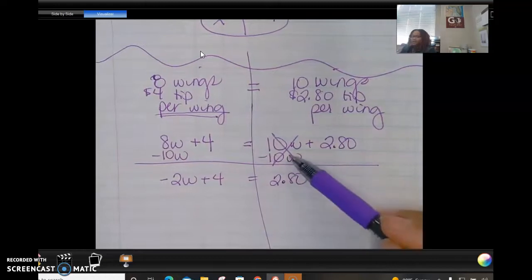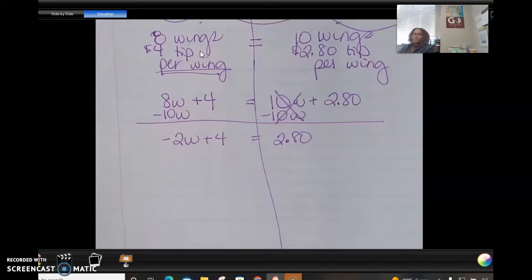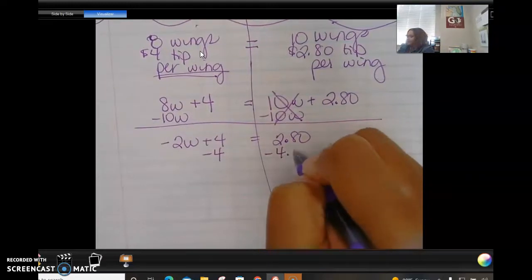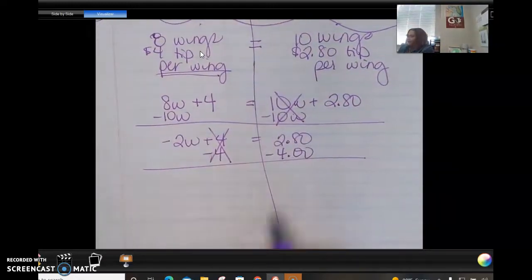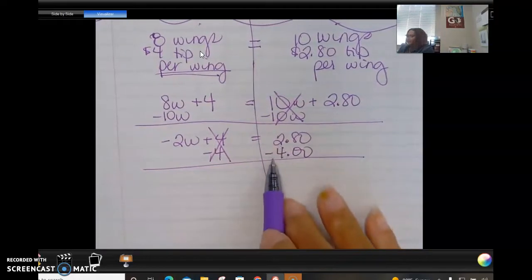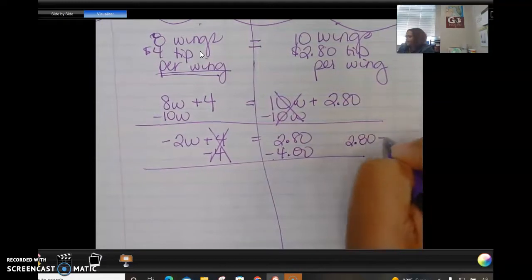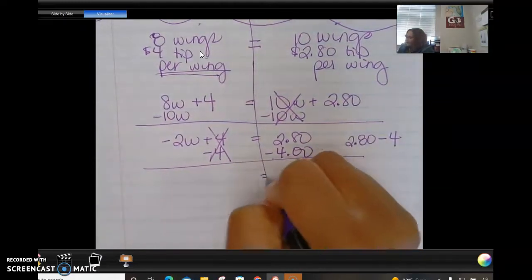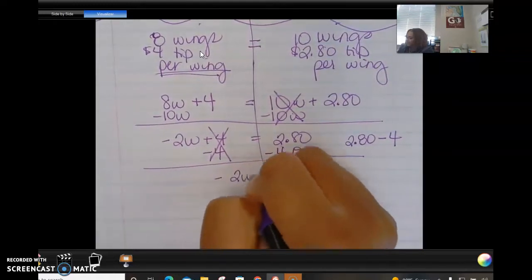I started off crossing on the right. Now I got to do it to the left. What gets crossed out next? Good. Minus 4 on both sides. This is $4, by the way. Cancel this out. $2.80 minus $4. Calculate. 2.80 minus 4. Goes right in your calculator. Negative 1.2. And this is negative 2 wings.